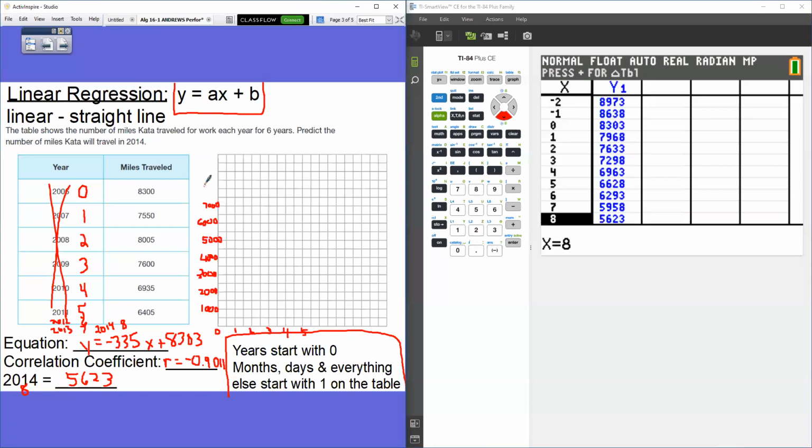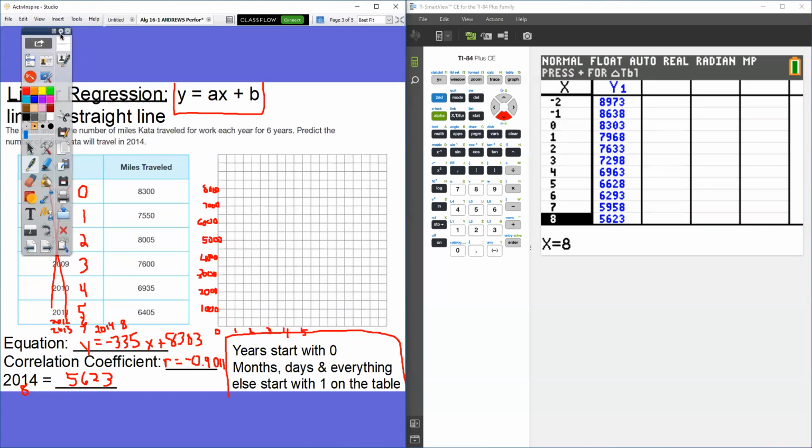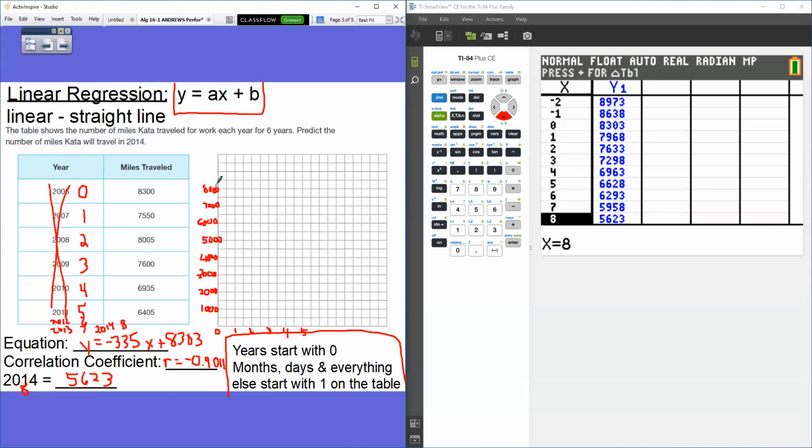Many, many times on the Regents exam, they'll make you do this and graph it as well. So when we take a look at graphing this, year 0 is 8,300. I'm just going to switch colors so you can see it a little bit better. 0 is 8,300, so that would be right approximately there. Year 1 is 7,550, so that would be about right there. 2 is 8,000.